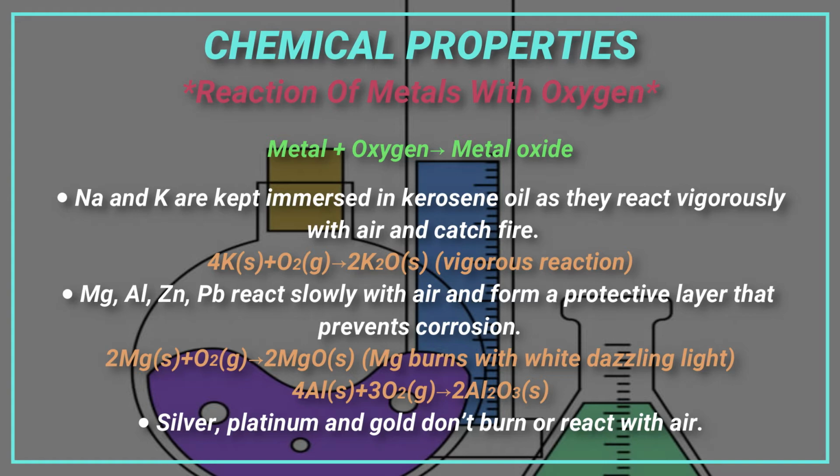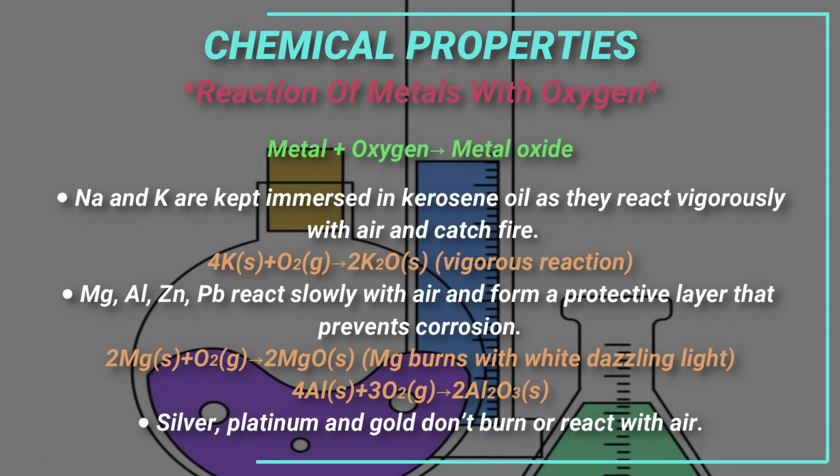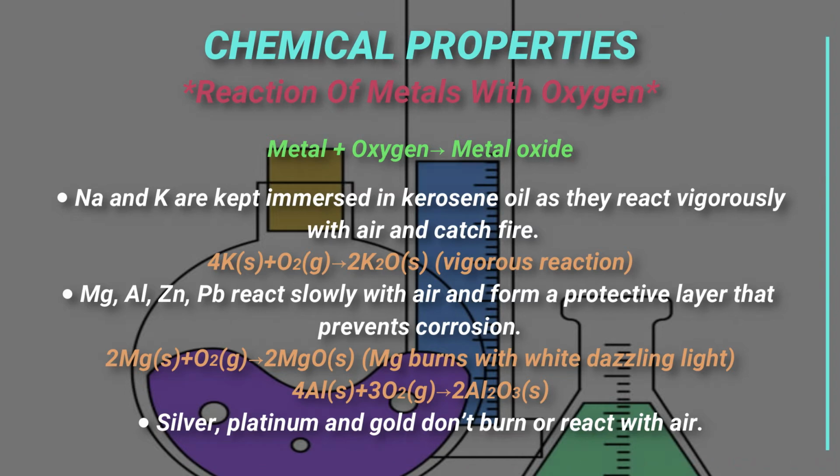Next, magnesium, aluminium, zinc, and lead react slowly with air and form a protective layer that prevents corrosion. Magnesium burns with a white dazzling light. Here is an example of the reaction. Silver, platinum, and gold don't burn or react with air.